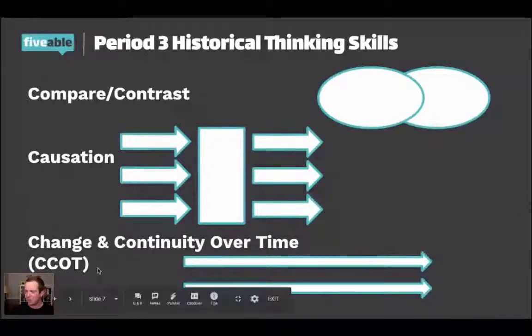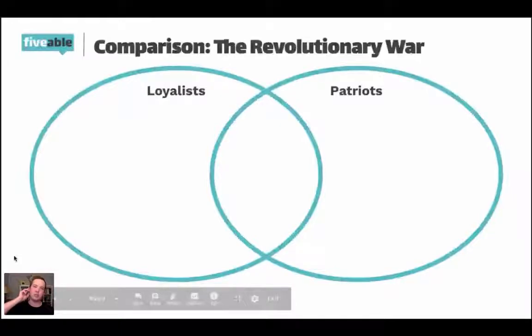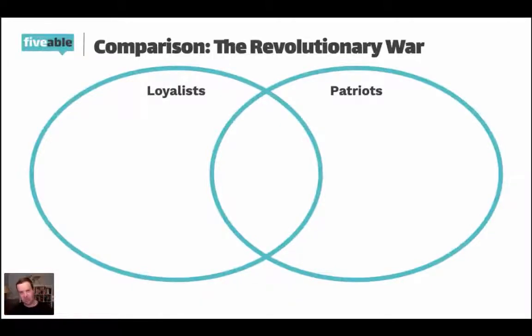So we got a variety of ones. I'll give you a couple examples as we go. Here's one, for example. If we're doing a comparison between the Loyalists and the Patriots, that would be a fairly good one to be able to talk about. So a comparison example from the Revolutionary War.